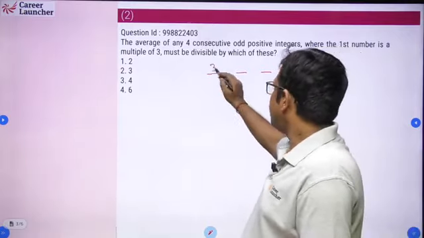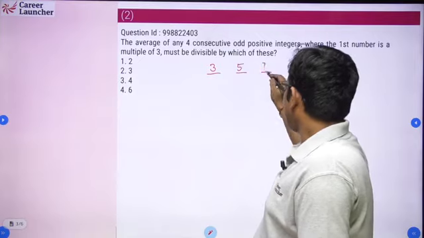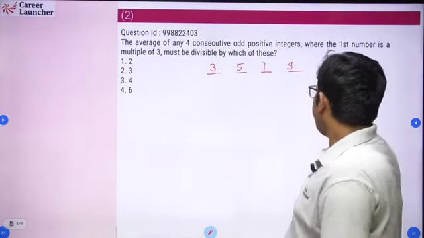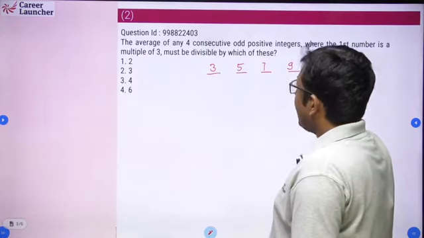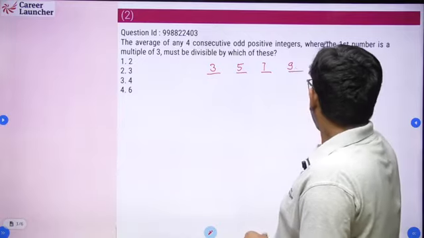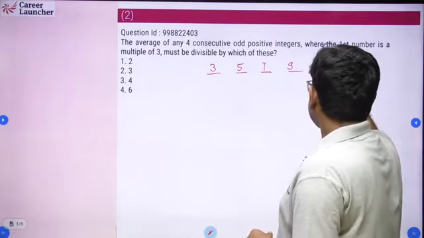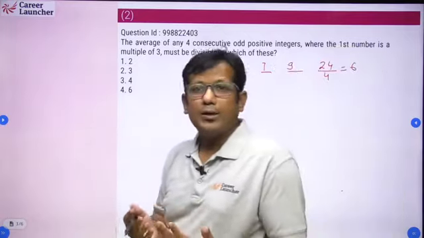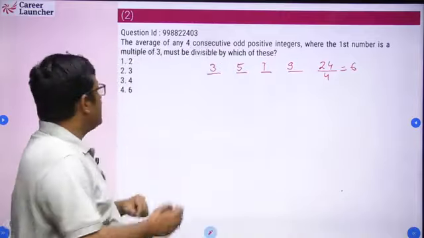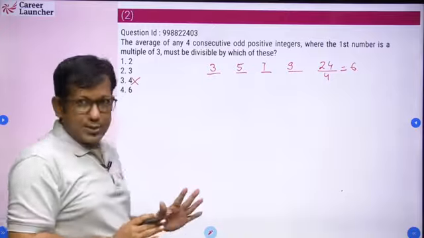So I can have 3, 5, 7 and 9. The sum comes out to be 24, and 24 divided by 4 comes out to be 6. So that is going to be our answer. 6 is divisible by 2, 3 and 6, so basically this cannot be the answer.